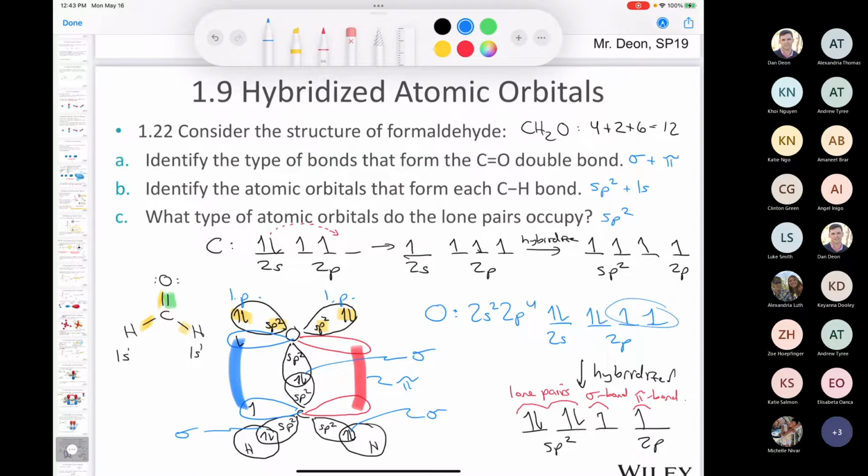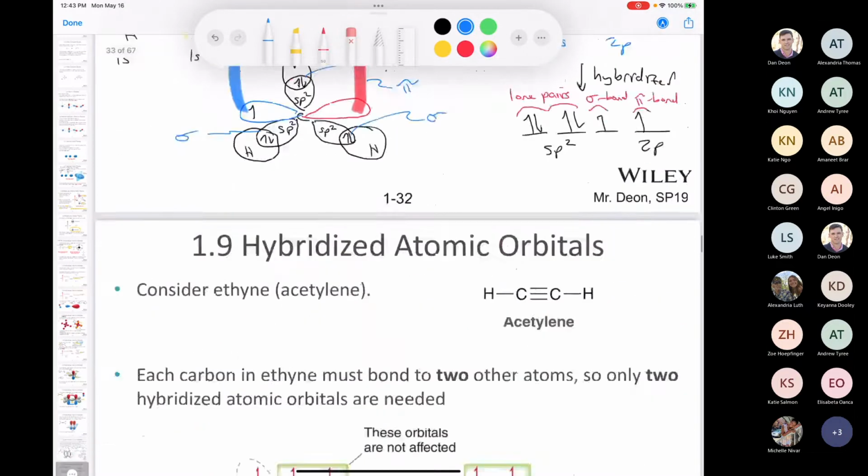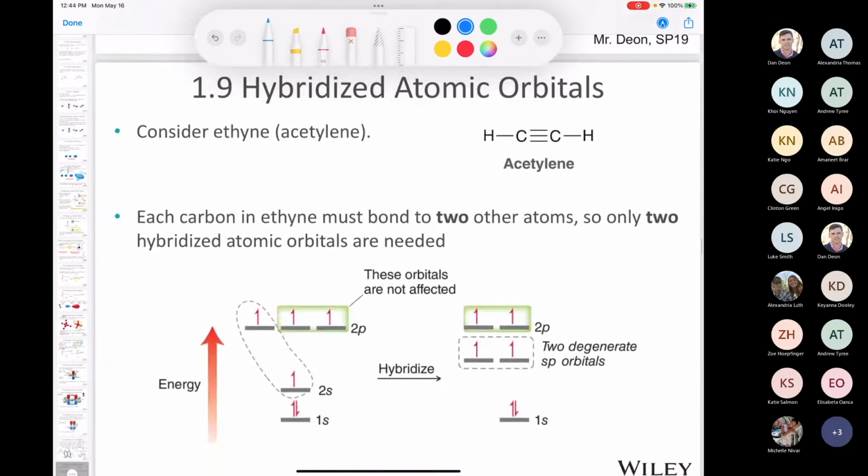So we've covered sp2 hybridization and sp3 hybridization. If we have a triple bond, and I'll go over this a little bit quicker, it's much the same thing, except now you've got two pi bonds, and the carbon would have two sigmas attached to it. And so we only need to hybridize two orbitals to make two degenerate sp orbitals when a carbon has a triple bond on it. And so we have two unhybridized 2p orbitals to make two pi bonds.